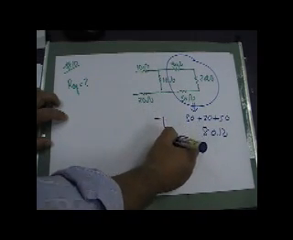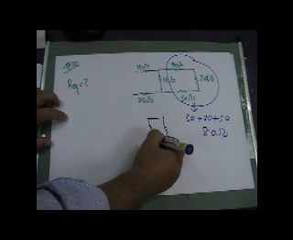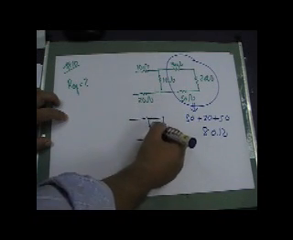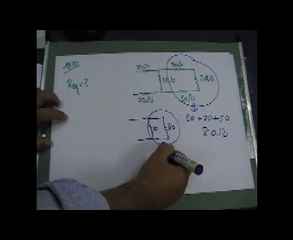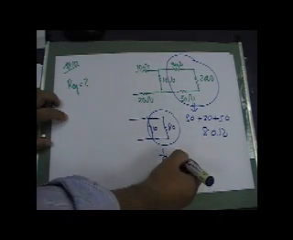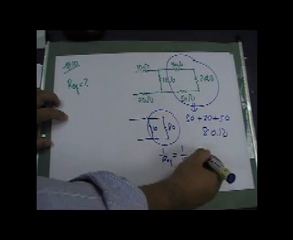Then I have something like this, 80 ohms, and it's combined with this guy. So 80 and 10. This is 10, this is 80. So I combine now these two in parallel. So 1 over R equivalent is equal to 1 over 10 plus 1 over 80.